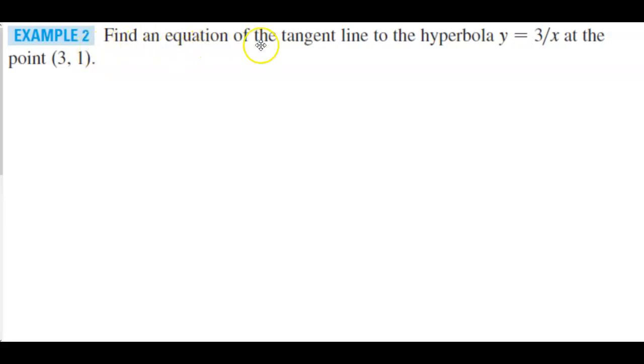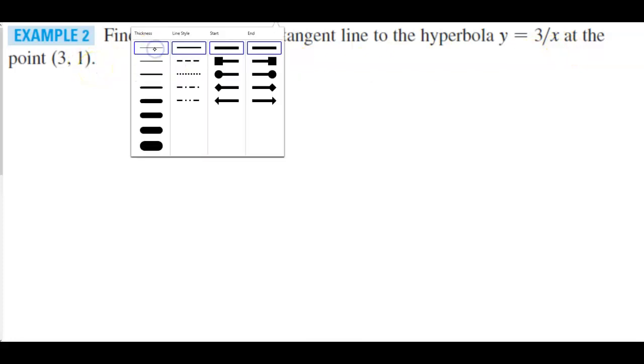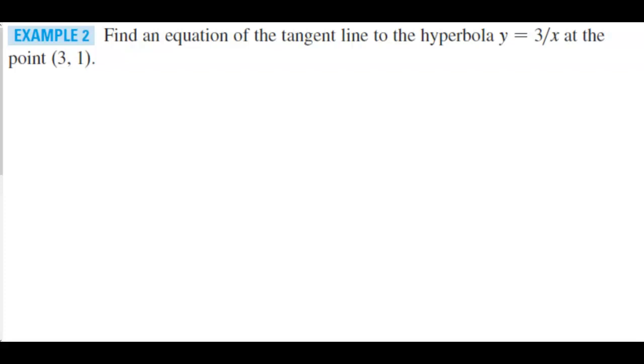Example 2, find an equation of the tangent line to the hyperbola y equals 3 over x at the point (3, 1). So the first thing we need to do is determine what f of x represents. Well, we know that f of x is 3 over x. And we also know that a is equal to 3, since that is the value of x at that point.